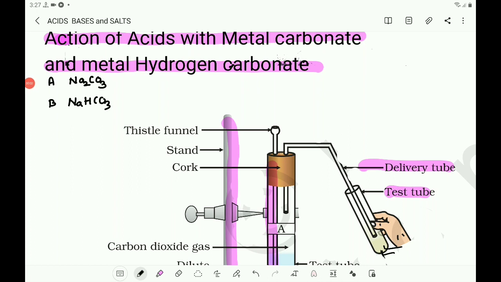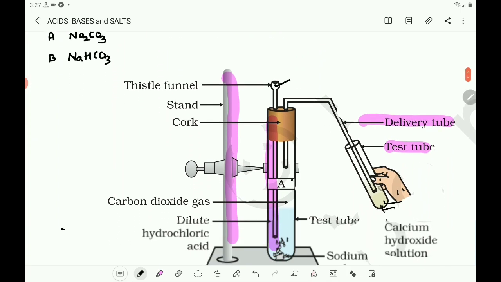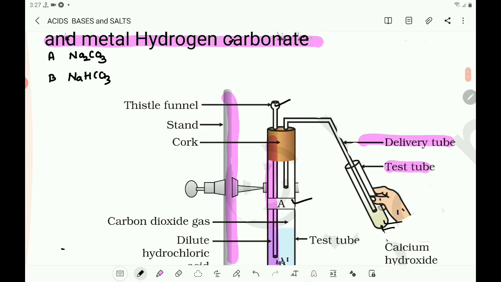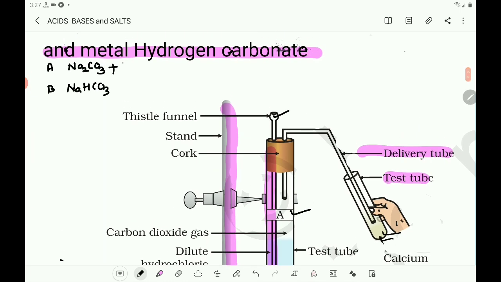Now you take test tube A, which is containing the sodium carbonate. Add 2 ml of dilute hydrochloric acid to the test tube through the thistle funnel. Here there is a thistle funnel. So here we have to observe the reaction between HCl and sodium carbonate, that is a metal carbonate.